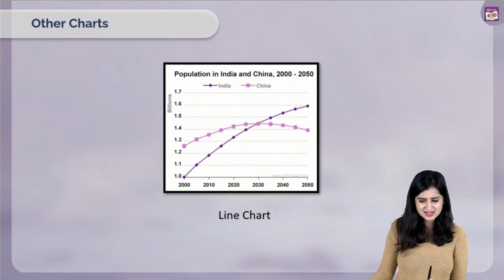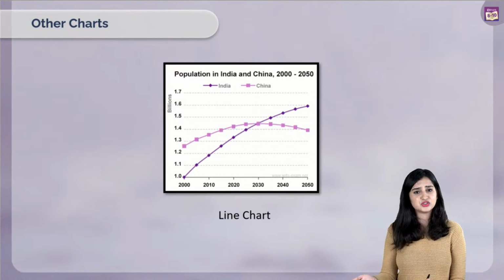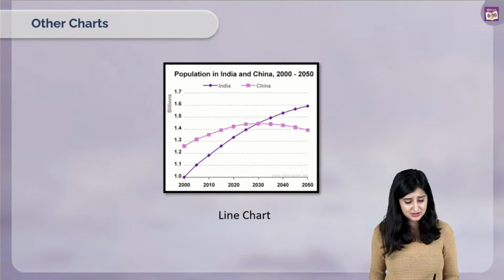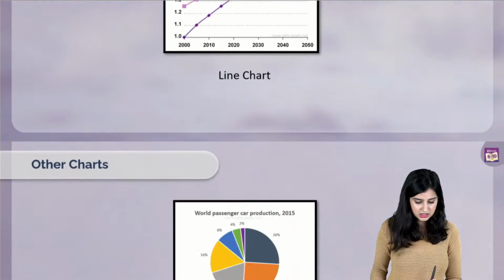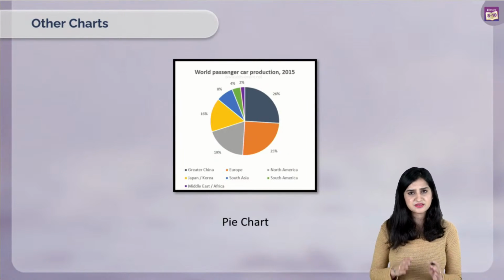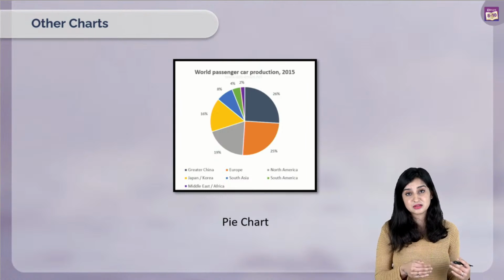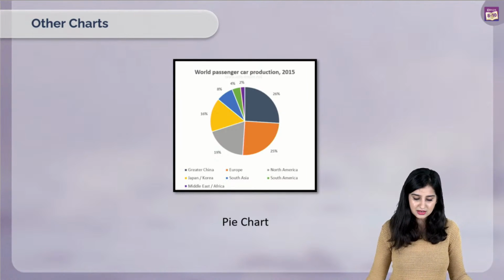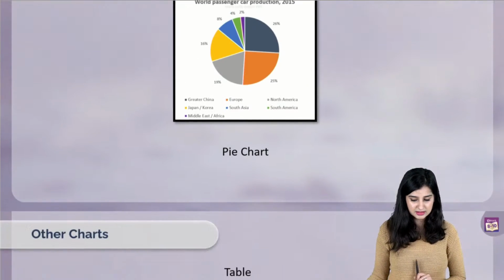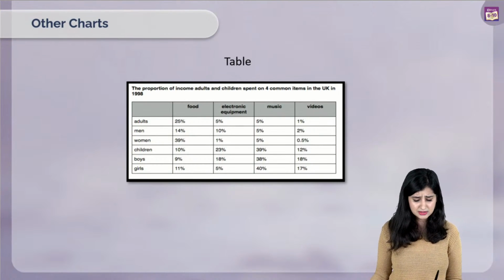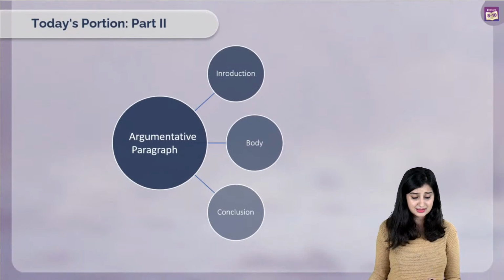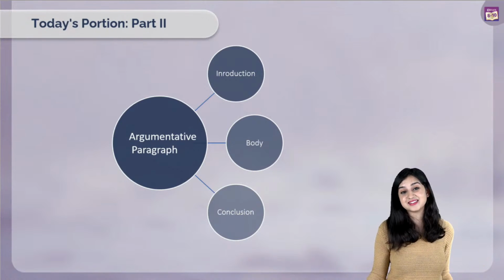So here's just an example that you can also get a line chart, not necessary that you will get a bar graph. Here also it's easy to read a graph. I'm sure you can all do it. Pie chart, nothing. It's divided into sections or slices of the pie in which information is given to you about a certain thing. Table, again, information is tabulated, very, very easy to read. And that was it for analytical paragraph.